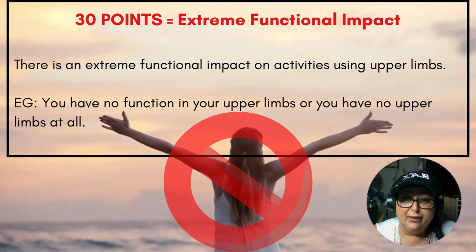30 points on this table is the extreme functional impact, where there is no function in your upper limbs or you have no upper limbs at all, basically. Apparently that's only worth 30 points to CENTRELINK, so hopefully you don't meet that criteria. You just hit the 20, which is all you need.